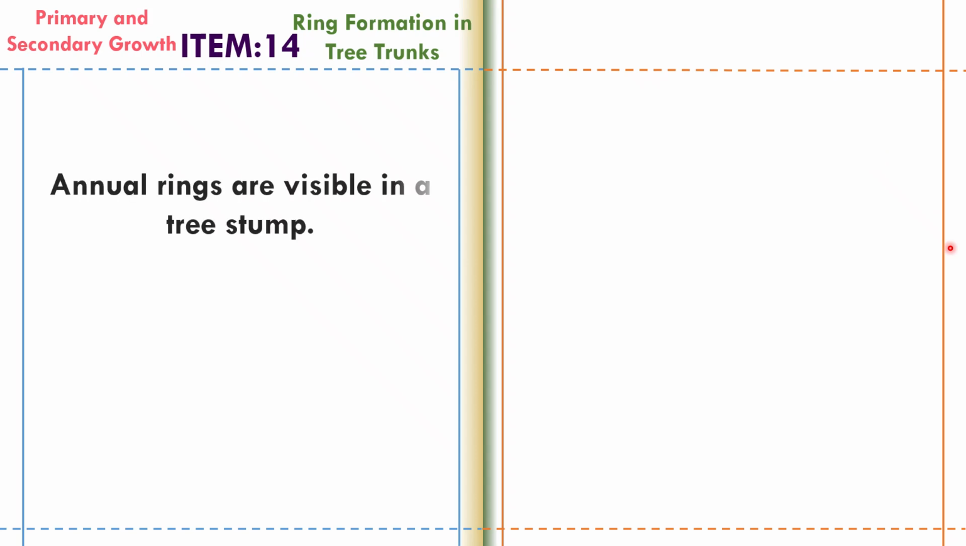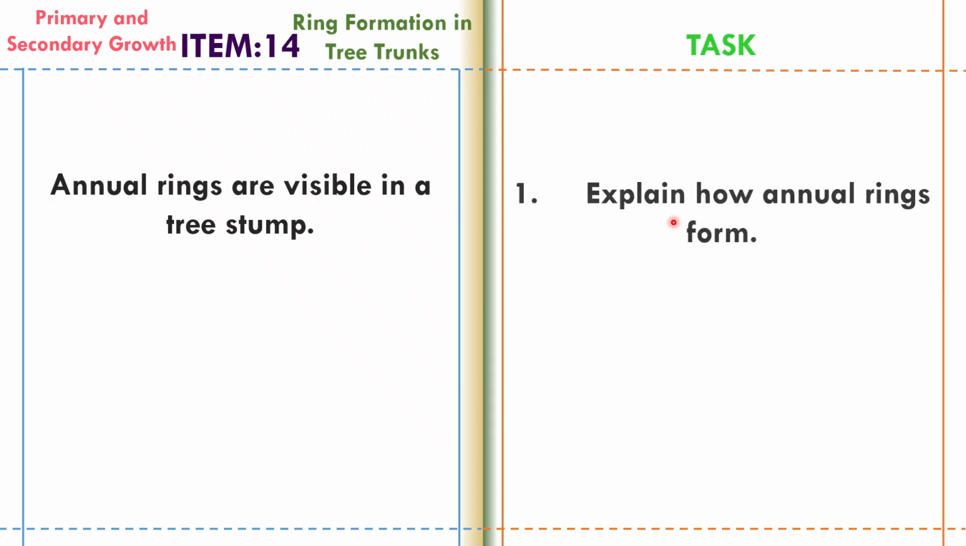Still under primary and secondary growth, item 14. We want now to look at ring formation in tree trunks. Annual rings are visible in a tree stump. Task: explain how annual rings form. State their importance.